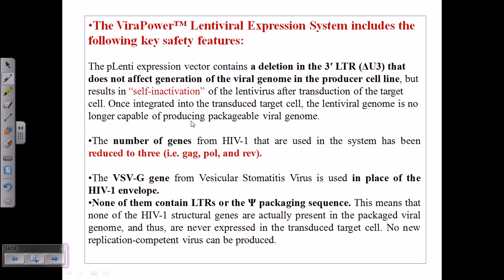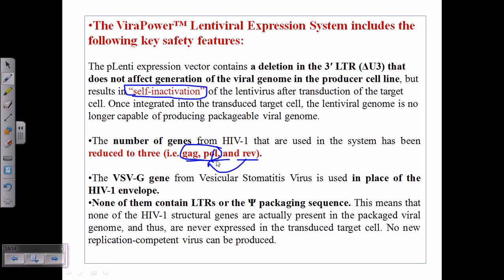Now, what are the advantages or key features? The key feature is again the deletion of the U3 region of the 3' LTR to produce a self-inactivating type of plasmid, which is new for the third generation. And again, the number of genes is reduced to only 3: GAG, POL, and REV. The expression of GAG, POL is REV dependent. We have seen it. And the molecular cross-talk between PLP1 and PLP2 is also important.